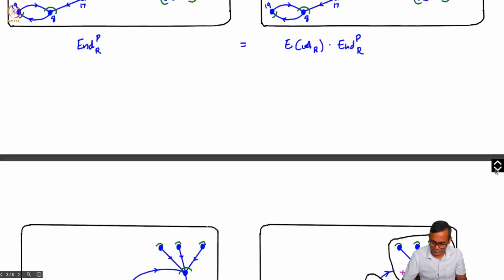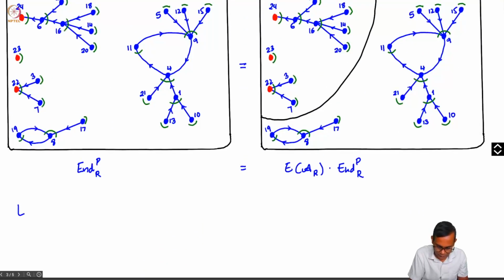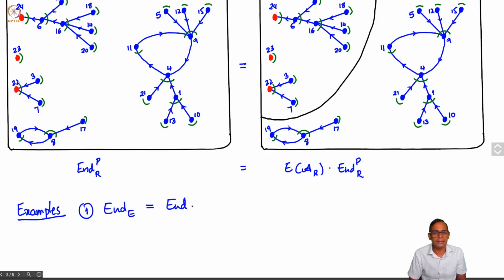Let's look at some examples. So firstly, if you just take E-enriched endofunctions, this species is just the same as End, because E means you're just taking the set, you're not putting any additional structure on it. And of course, EndP_E is equal to EndP, partial endofunctions.